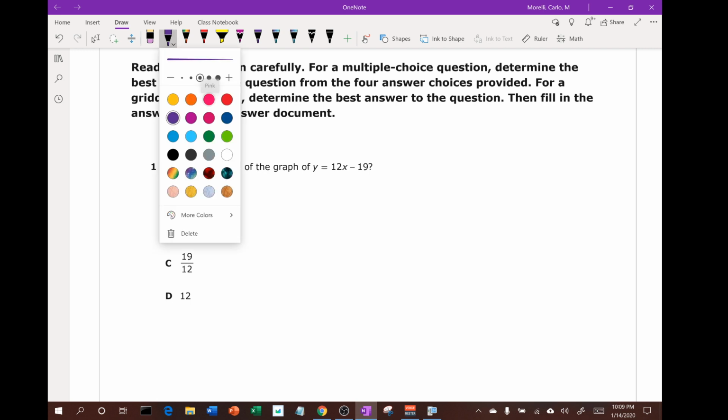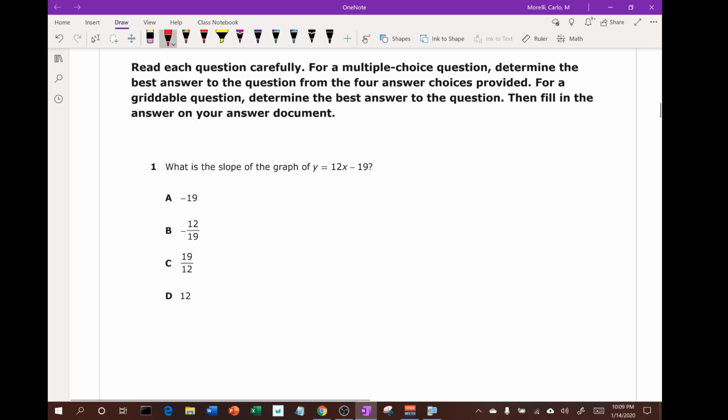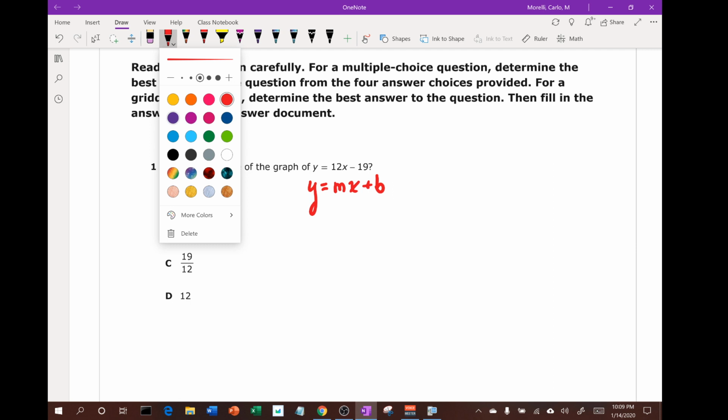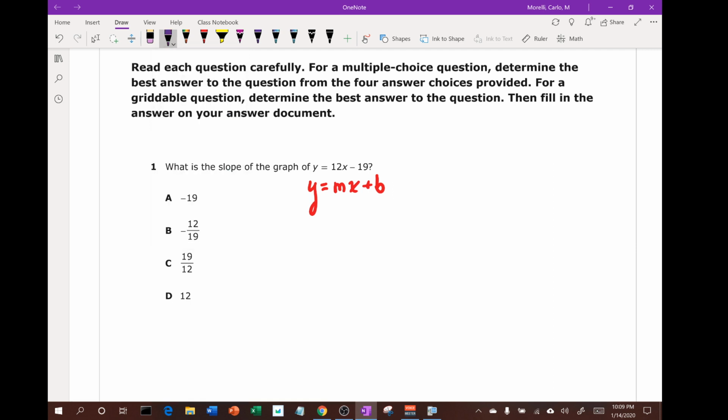Now, we need to notice a couple things here. We need to notice that this is written in the slope-intercept form equation of a line, y equals mx plus b. And if we know that, there is one feature of this form of the equation of a line, and that is that the value sitting to the left of the x variable, m, is the slope.